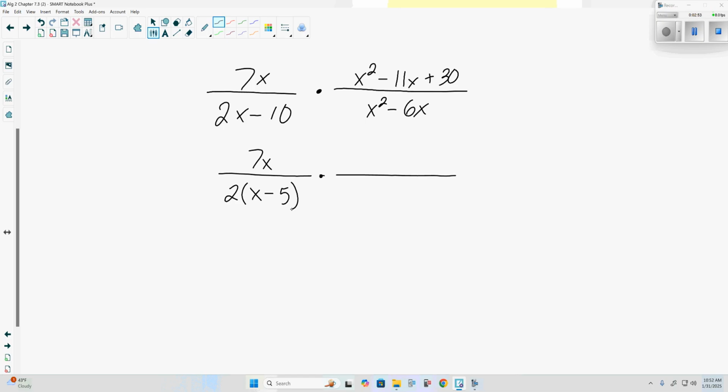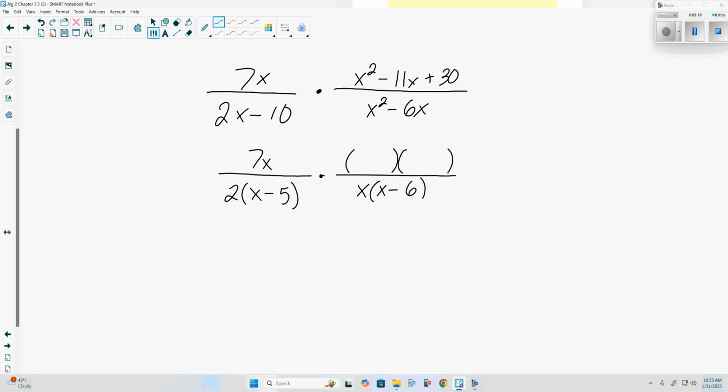Do we want to factor the x squared minus 6x first, or the x squared minus 11x plus 30? X squared minus 6x, there are two terms. Is there a greatest common factor between these two? X. So if we factor an x out of x squared, we get x. If we factor an x out of 6x, we get 6.